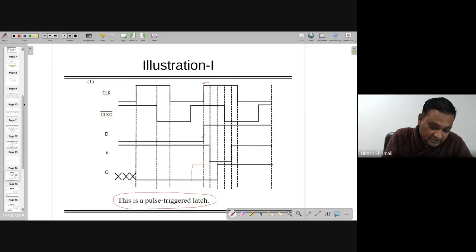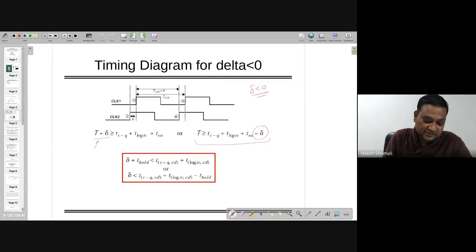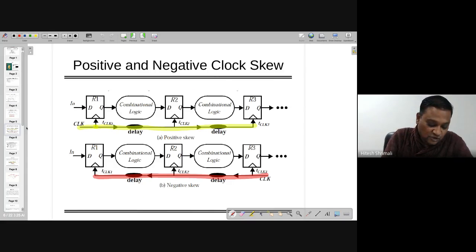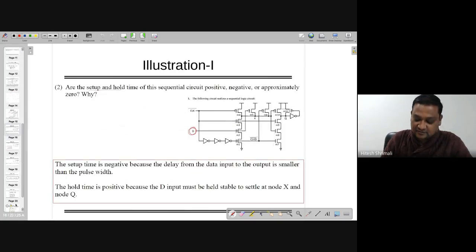If you look at the circuit, the diagram which we have started with, look at this, then it's positive, otherwise it's negative, right? So same thing is happening over here, that in this case D to Q is actually delayed by one, that's why it's a negative setup time, and the hold time is positive because the D input must hold its value until it settles at node X and node Q, right? So this is another aspect.